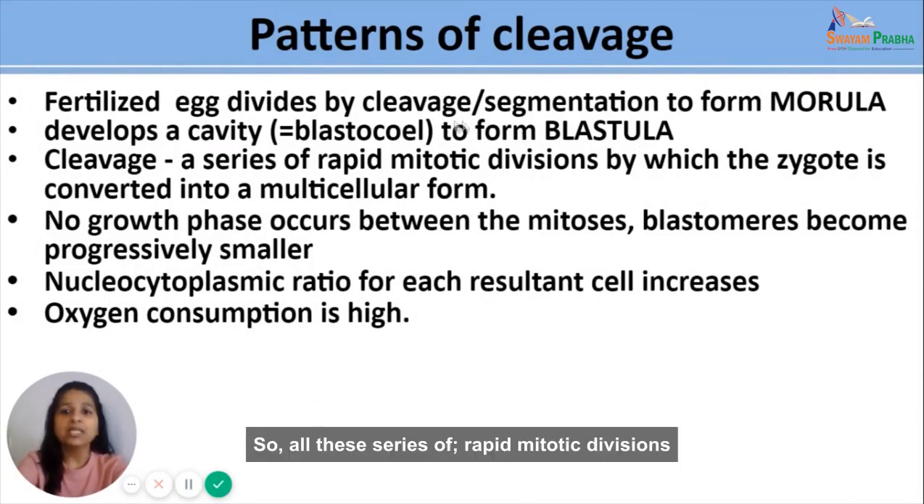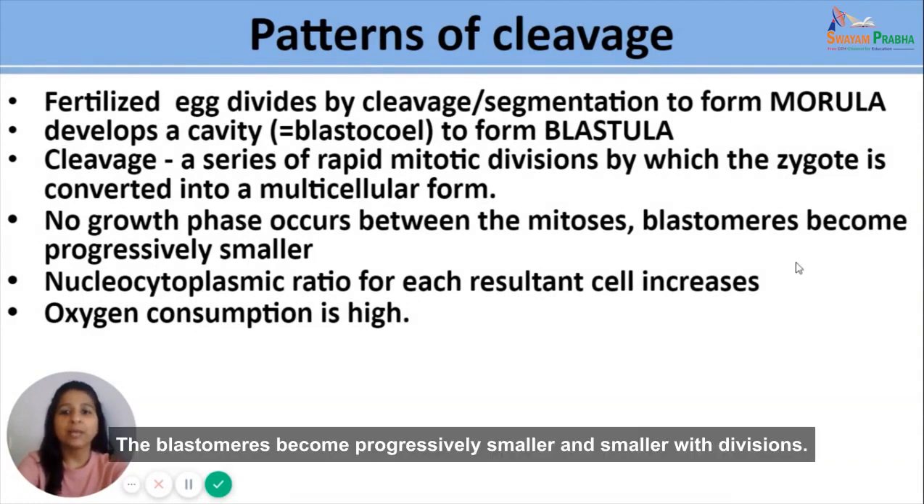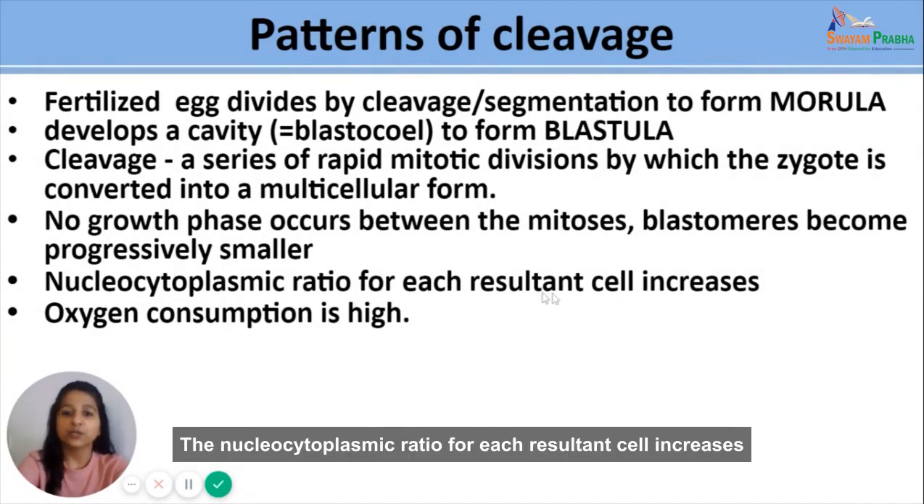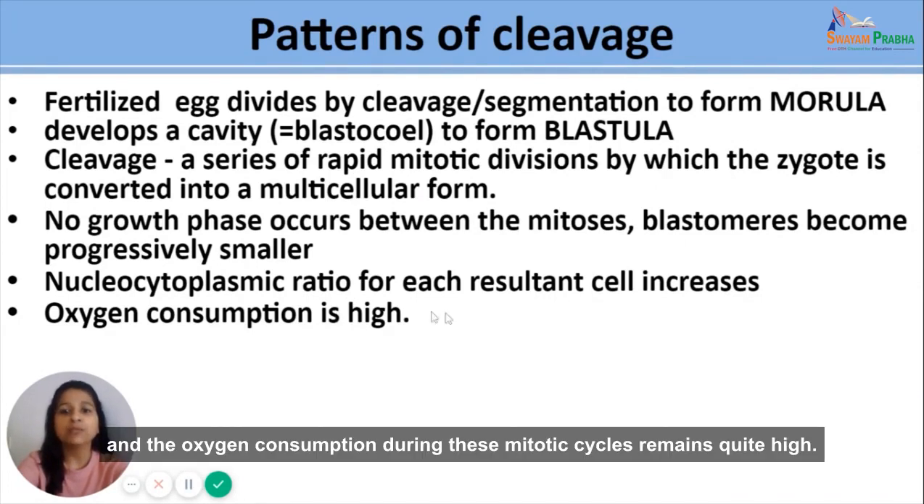So all these series of rapid mitotic divisions which the zygote or the fertilized egg has to undergo so as to convert it into a multicellular form are known as cleavage or segmentation. In between these mitosis, there occurs no growth phase. The blastomeres become progressively smaller and smaller with divisions. The nucleocytoplasmic ratio for each resultant cell increases, and the oxygen consumption during these mitotic cycles remains quite high.